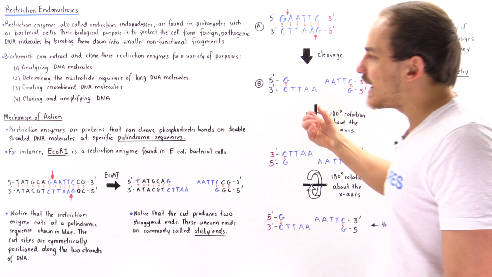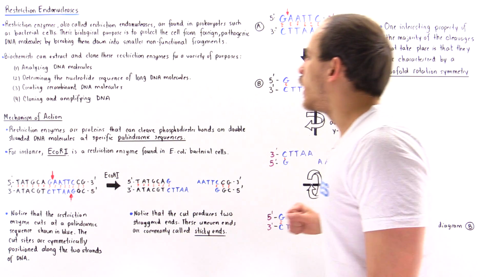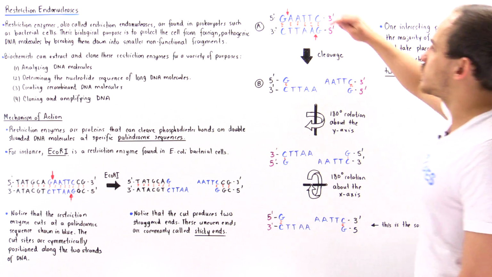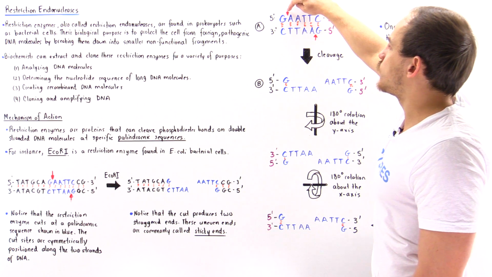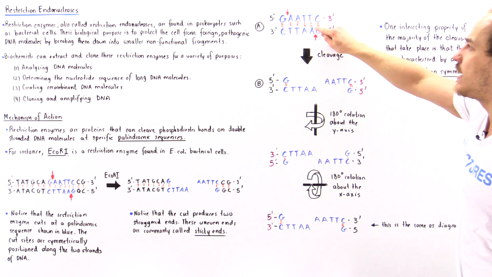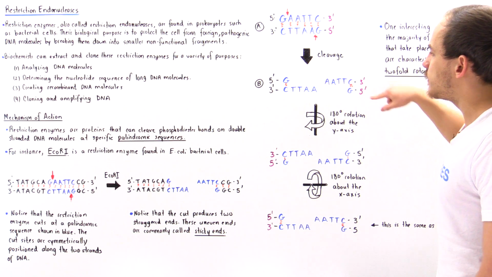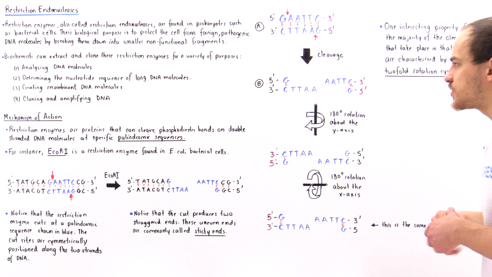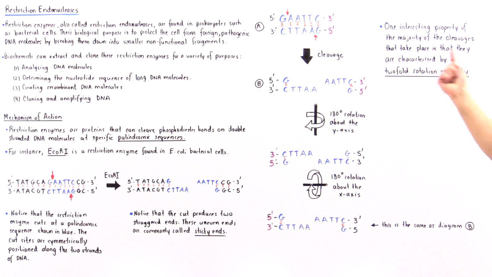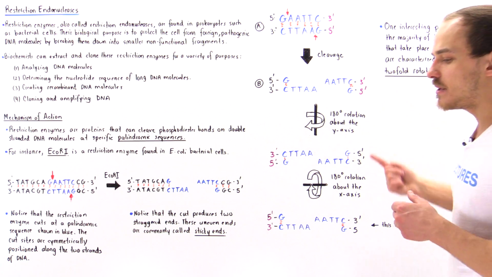So we add our EcoR1 restriction enzyme and it cleaves. It breaks the phosphodiester bond here and a phosphodiester bond here. And so we produce the following two fragments with these two sticky ends. So what do we mean by a twofold rotational symmetry?